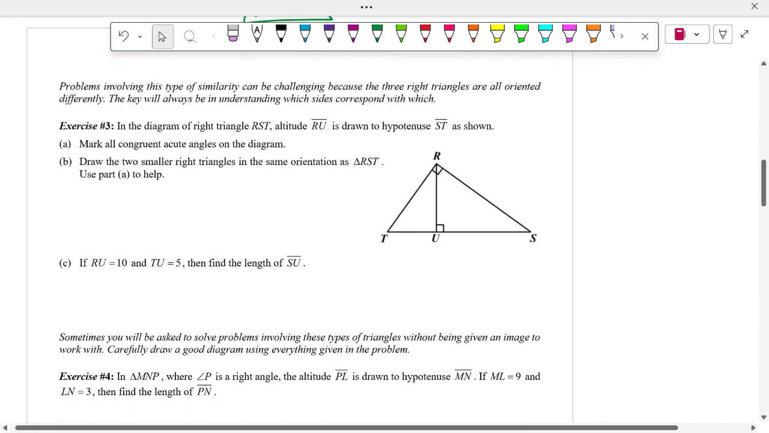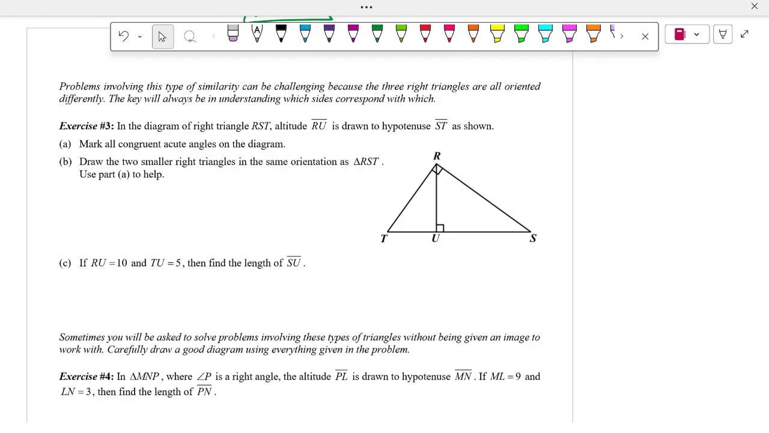All right, let's try another one. Like what Charlie was saying, can we do it with just the one triangle? You can, but even though they're oriented differently, you have to be really careful about which sides correspond with which.